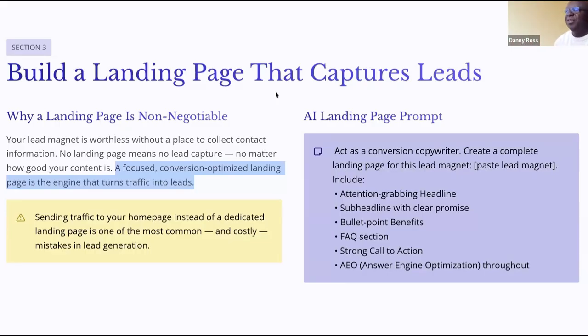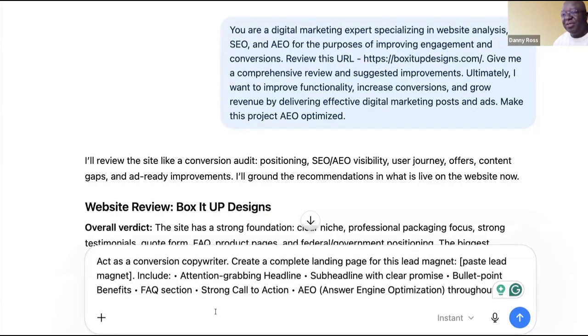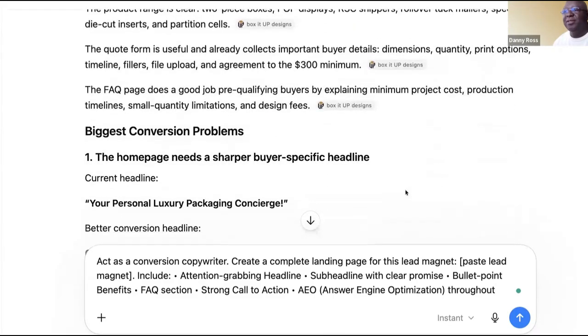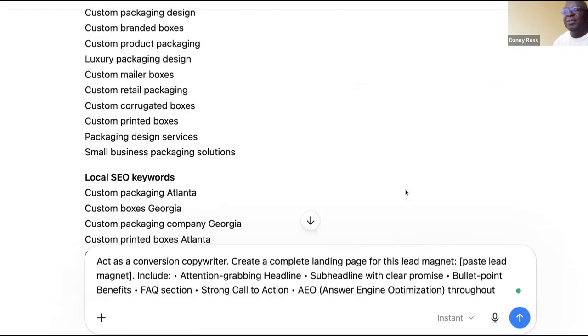Okay, so this is what I mean. We're now going to take this prompt and do the same prompt for our new business. We're going to drop this here: Act as a conversion copywriter. Create a complete landing page for this lead magnet. So we're going to pick a lead magnet. Let's see, we had a few down here.